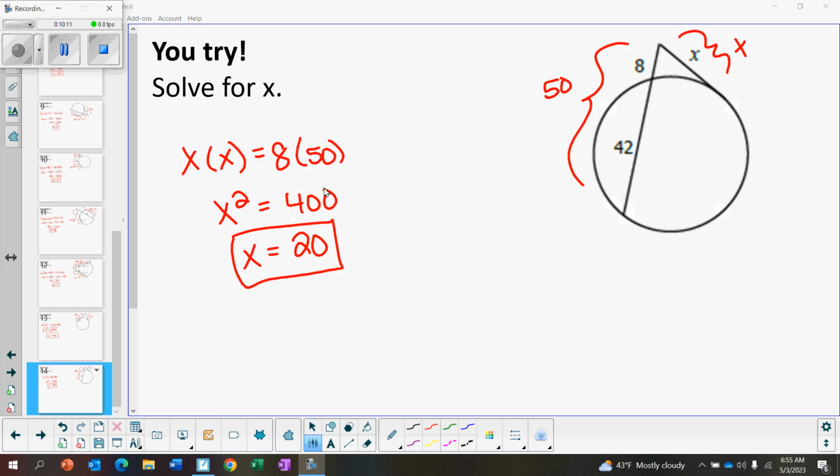All right, so 8 is outside, the whole side is 50. x is outside, the whole side is x. So when we do x times x equals 8 times 50, we get x squared is 400 and x is 20. And that is everything on segment relationships in circles.